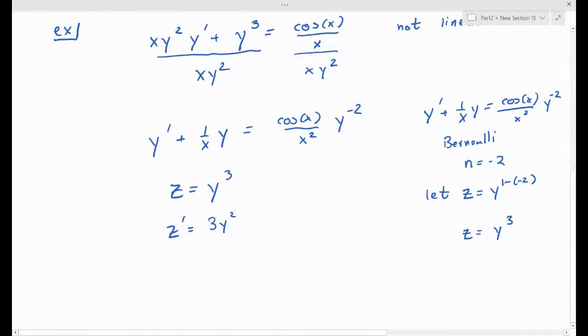And remembering that z and y are functions of x. So you have to use implicit differentiation. Okay.